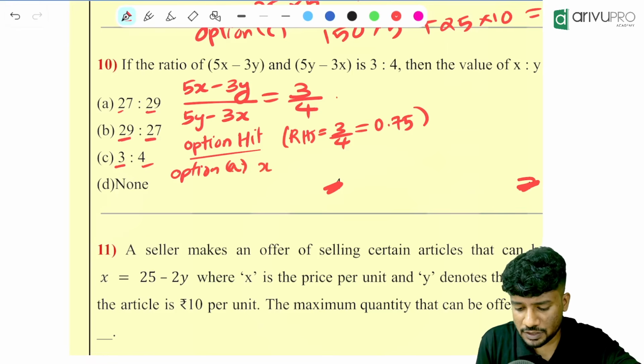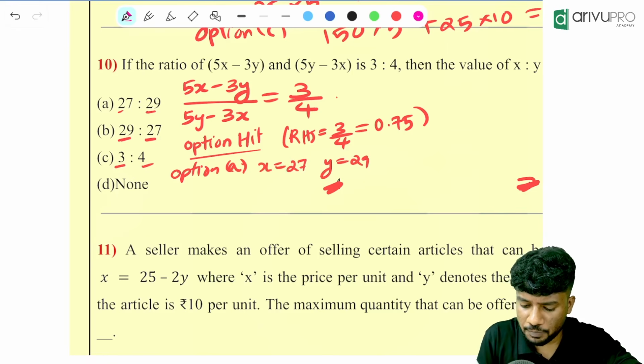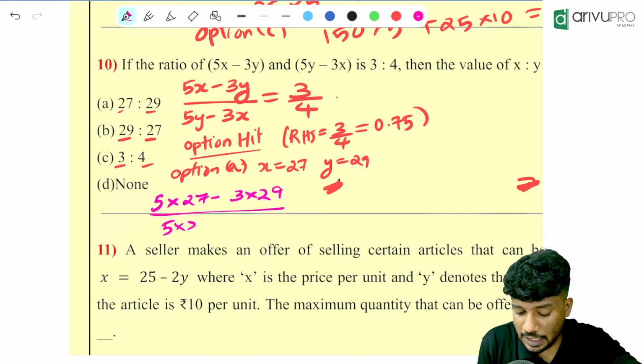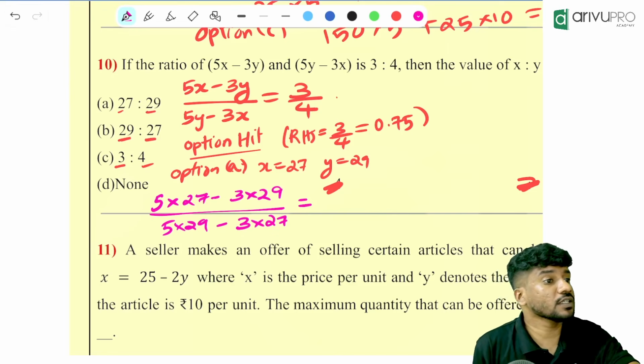That means x is equal to how much, people? 27. Y is equal to how much? 29. Now substitute over there. How will you substitute? That means 5 into 27 minus 3 into 29, divided by what, people? 5 into 29 minus 3 into 27. Why? Because it is given like 5y minus 3x.